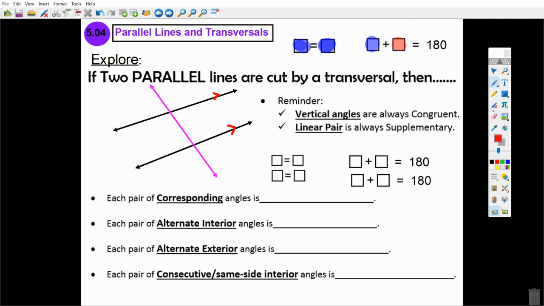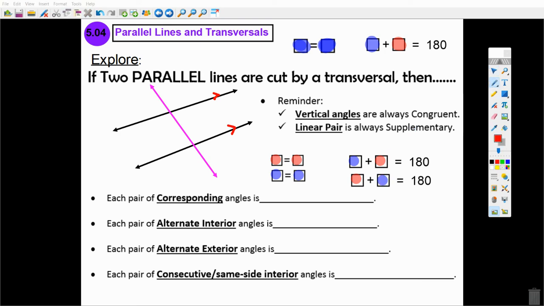All right, so what scenarios do we have? Like I said before, we could have red and red equal to each other. We could have blue and blue equal to each other. We can have blue and red add up to 180, or we can do red and then blue equal to 180. So that's our combination of colors.